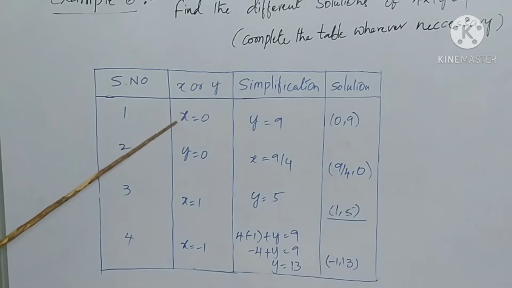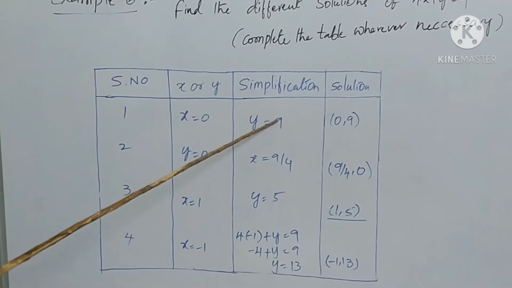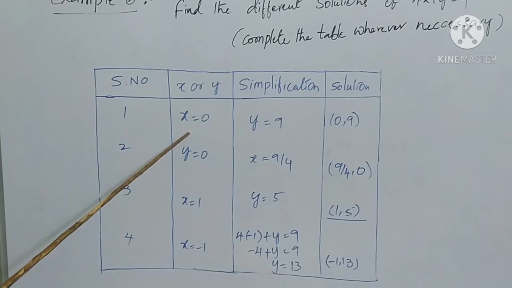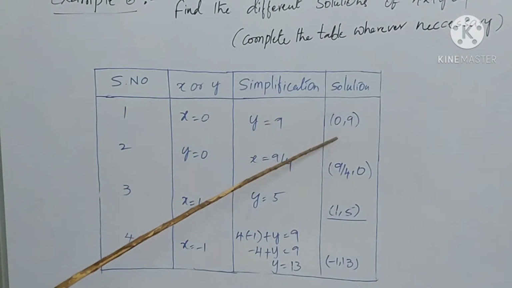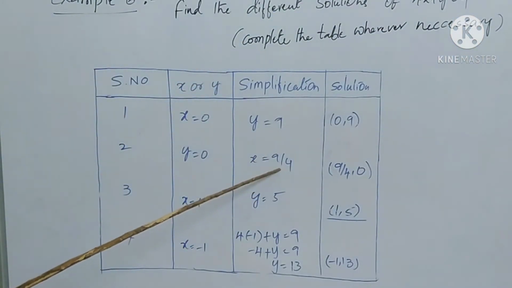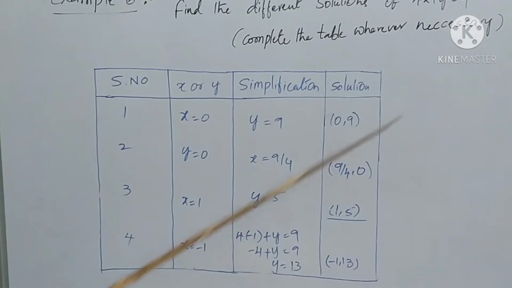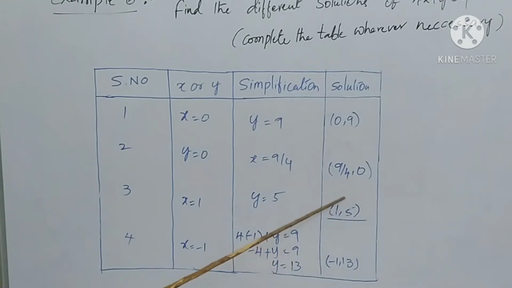So here substitution: when x is equals to 0, after the simplification, what is the y value? It is 9. So here the solution is x comma y, that is 0 comma 9. Next, substitution of y is equals to 0 instead of y in the given equation. What is the x value? It is 9 by 4. Here the solution is 9 by 4 comma 0. Third one, when x is equals to 1, what is the y value? It is 5. So here the solution is 1 comma 5.